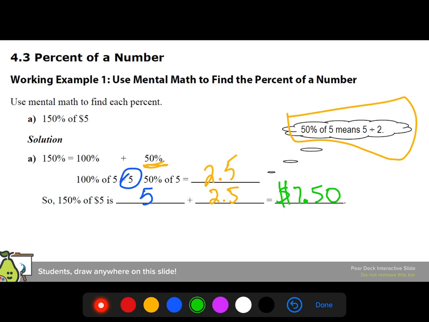So go back, make sure you understand the original question. I had come up with a calculation of 7.5, but going back, I realized, okay, we're dealing with money. I can't just leave it as 7.5. I need a dollar sign, and I also need a second decimal place in my answer. So yeah, that's that there. Let's go to the next slide.